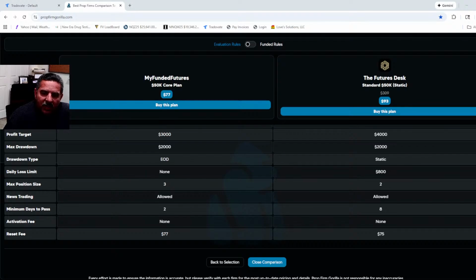So if you blow your account, it's called a reset fee, right? You've got to wait 30 days, and then they'll charge you $77 again, and you'll have another account. This one will charge you $75. But the best thing to do is just cancel it and buy another account right there and then.